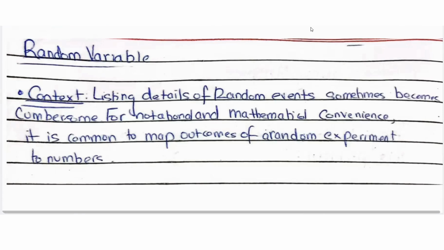We want to understand what we mean by a random variable. Let's first look at the context. The idea is that listing details of random events can become very cumbersome. So, for notational and mathematical convenience, we will introduce the concept of random variables because we want to map outcomes of a random experiment to numbers. So, the main context over here is that they're meant for mathematical and notational convenience.